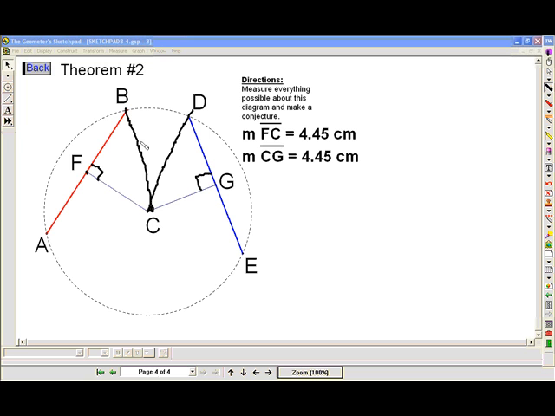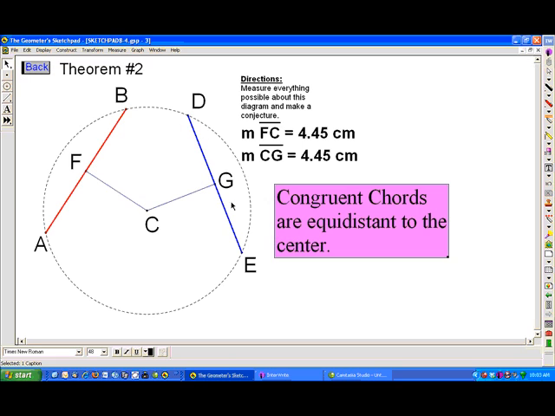So what I know is, of course, these radii are congruent, and that these are congruent as well, and I have an HL situation. So if the triangles are congruent through HL, that means these distances here must be congruent through CPCTC. Again, the theorem is, if the chords are congruent, then their distances to the center are congruent, or congruent chords are equidistant to the center.